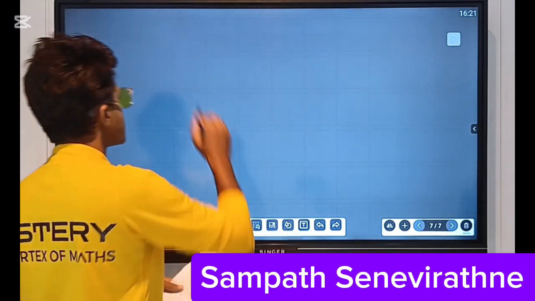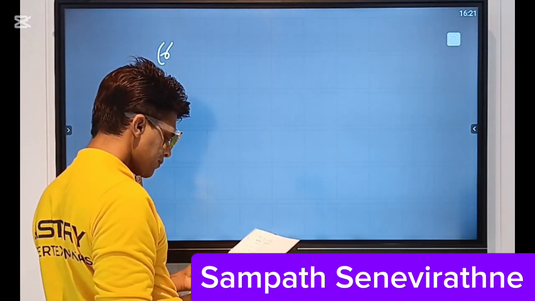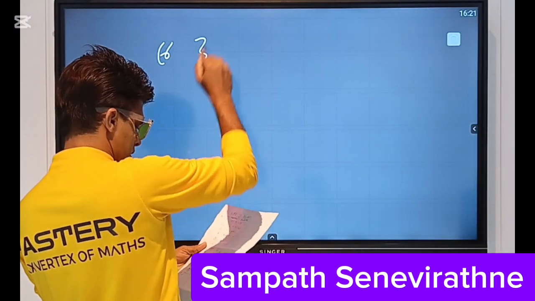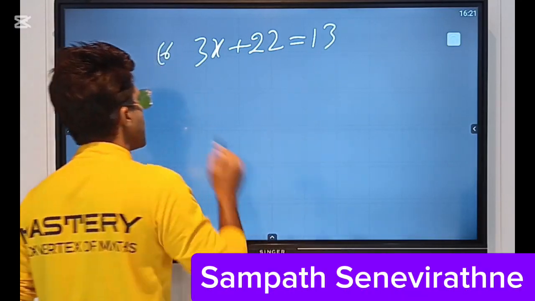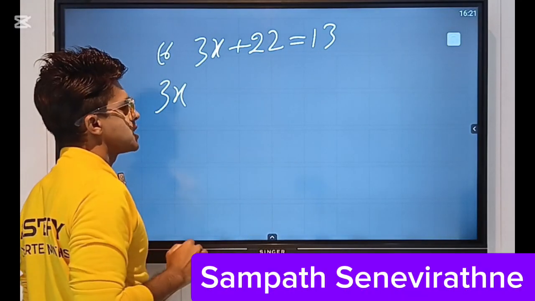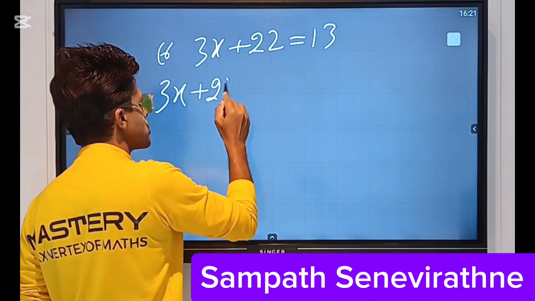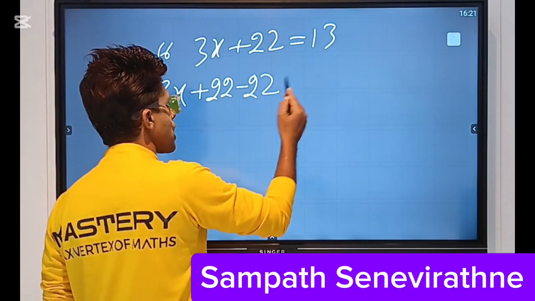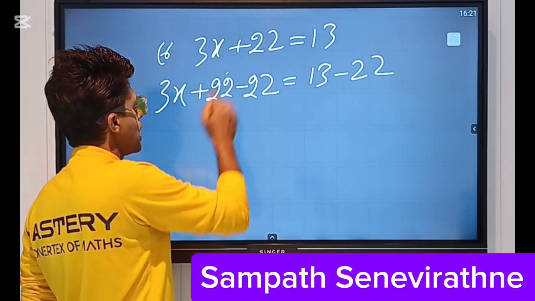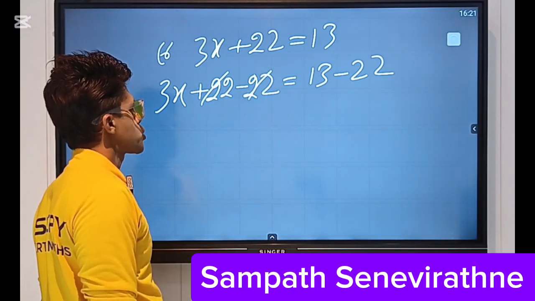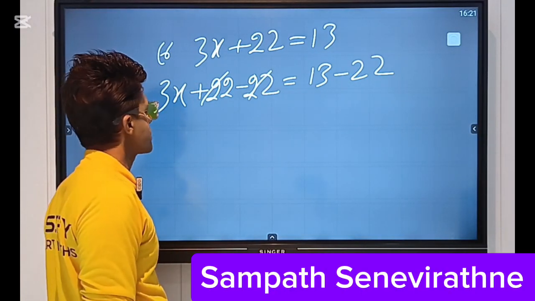The next one, the sixth question, is 3x + 22 = 13. Right now we could get the value of x here. Since it is plus 22, we could subtract 22 from both sides. So right now, like we did in the previous questions, this plus 22 and minus 22 can be cancelled out.